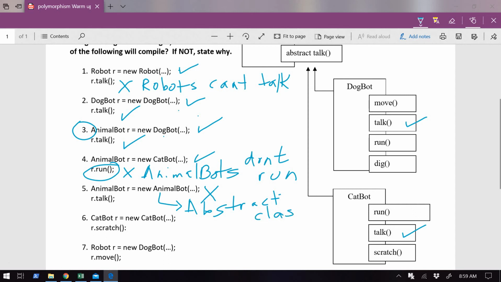Because there is no talk method that has actually been defined. Only the subclasses would have the definition of what it means to talk. All right, let's move on to number 6.